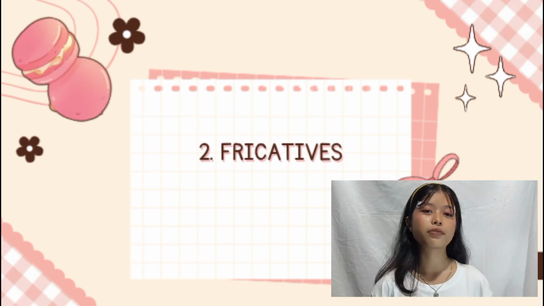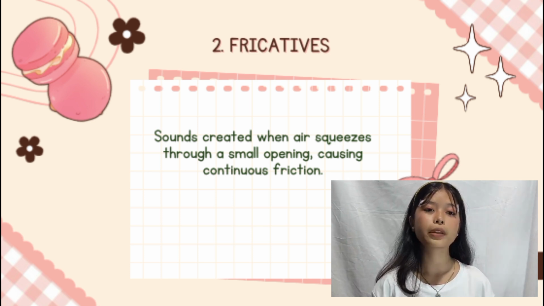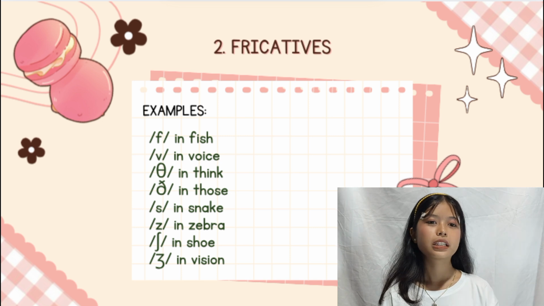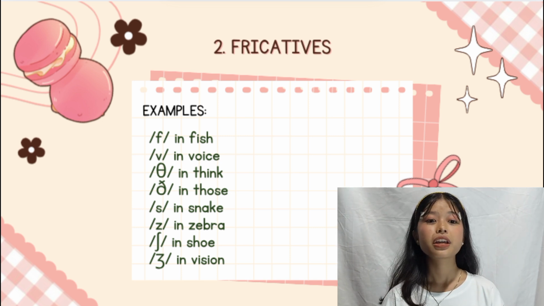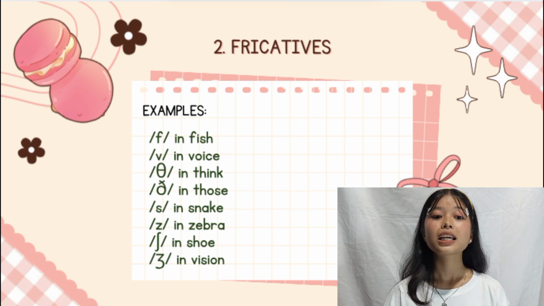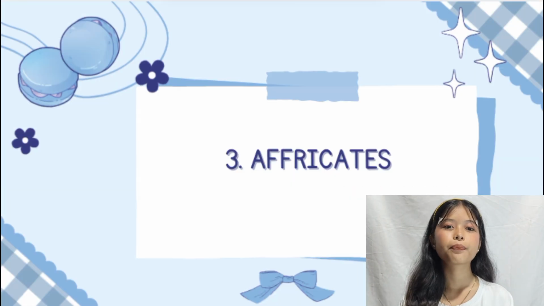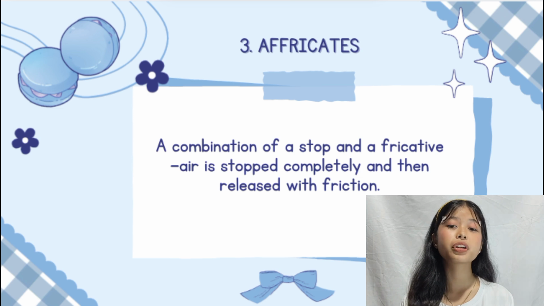Second, we have fricatives, sounds created when the air squeezes through a small opening, causing continuous friction. For example, f in fish, v in voice, th in think, th in those, s in snake, z in zebra, sh in shoe, zh in vision.